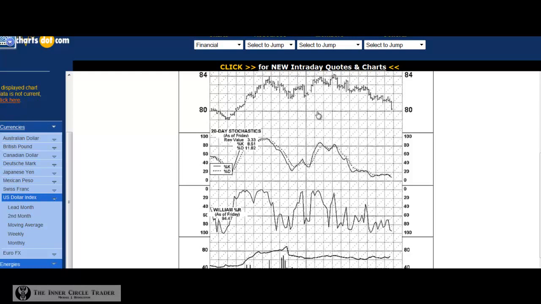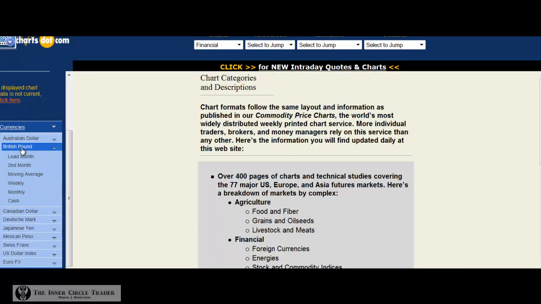So now, if this is what's happening in the dollar, we should see the mirror image in terms of smart money action in the other currencies. Let's take a look at those now. First, we're going to take a look at the British pound.